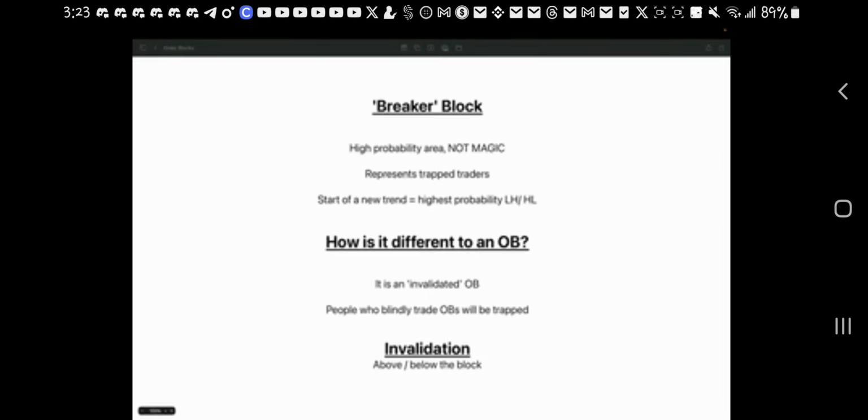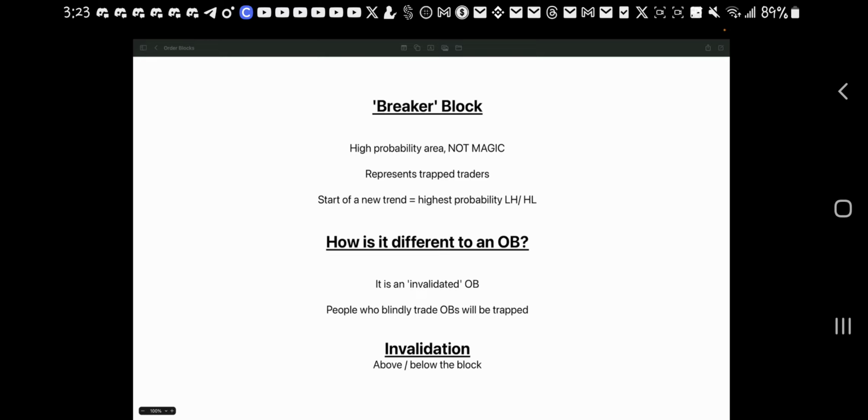And as such, they can offer a good entry point for trades. They're not magic. They simply show where traders are most likely to be trapped, creating support or resistance on a retest. The reason for this is the lesson you learned previously about order blocks. The opposite applies here on breaker blocks, because when an order block fails, it becomes a breaker block.